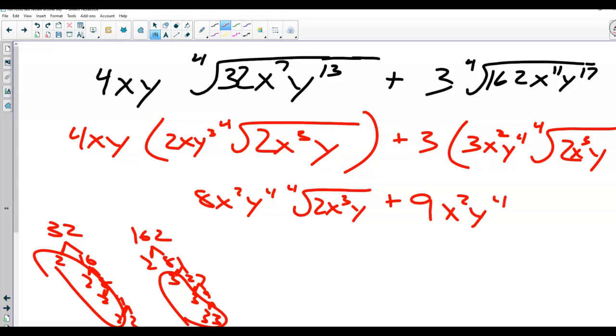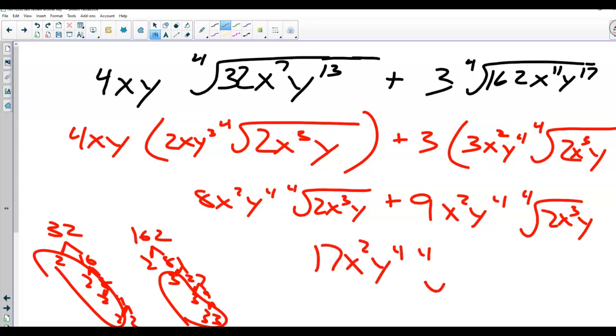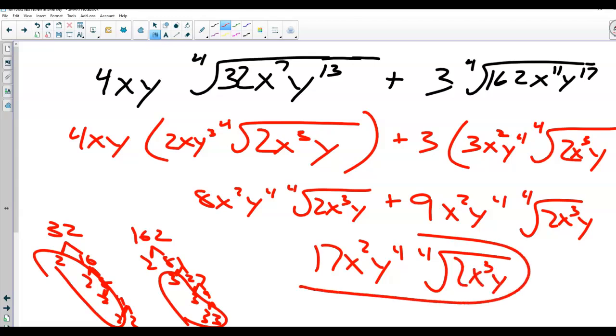9x squared y to the 4th, 4th root of 2x cubed y. So it does end up working out, alas, okay. And then we add 17x squared y to the 4th, 4th root of 2x cubed y. You will get one question like this on your test as well.